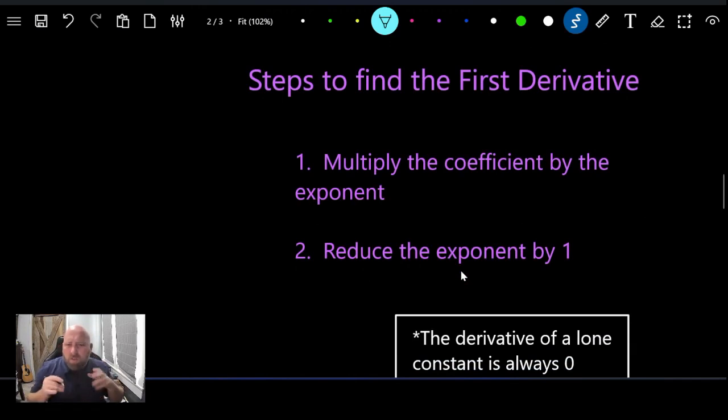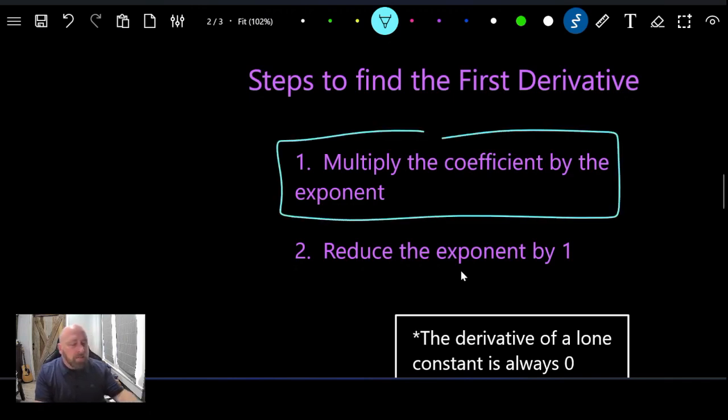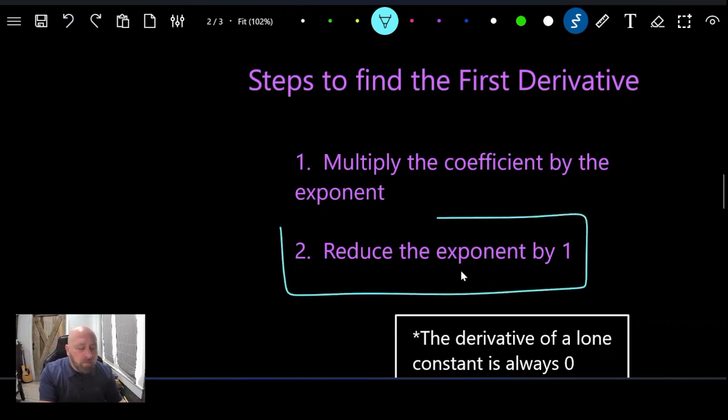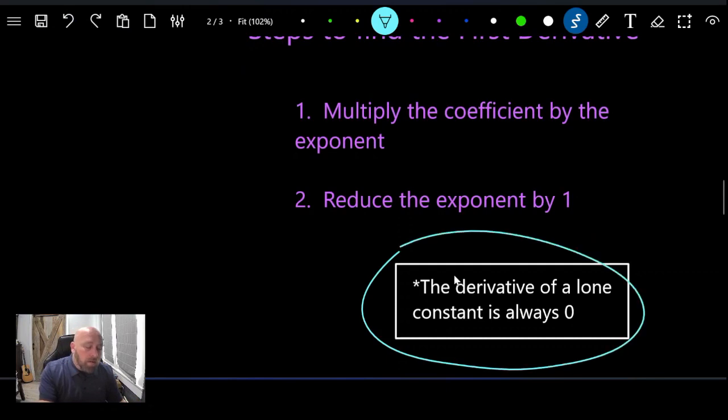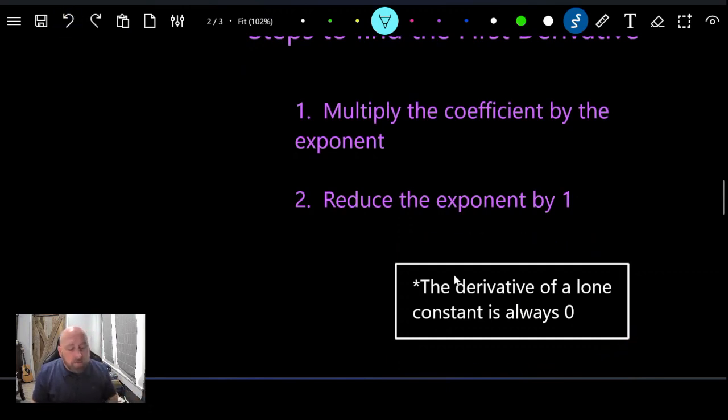So what's the shortcut method that we can learn? There are two steps to our shortcut method. Step number one, we want to multiply the coefficient by the exponent. And number two, we want to reduce the exponent by 1. And there's this little note down here that's very, very important: the derivative of a lone constant is always 0. Just follow your steps and always plug in a 0 for a constant. If you get a constant, plug in a 0. That's all you need to do.